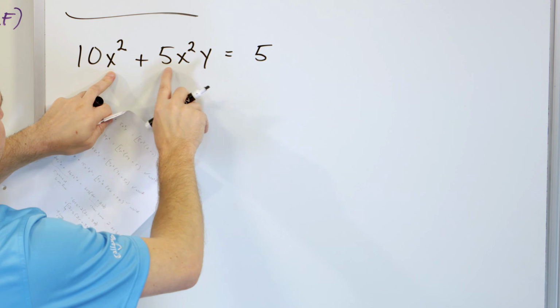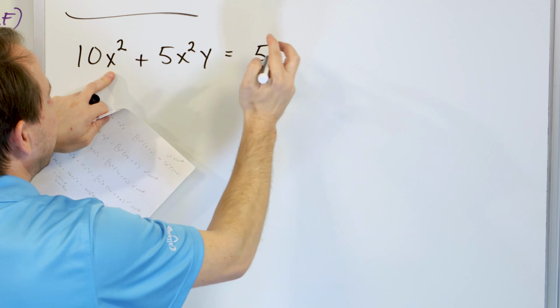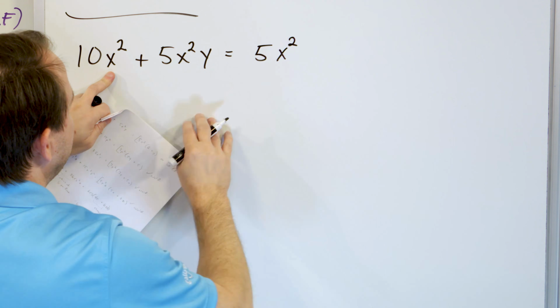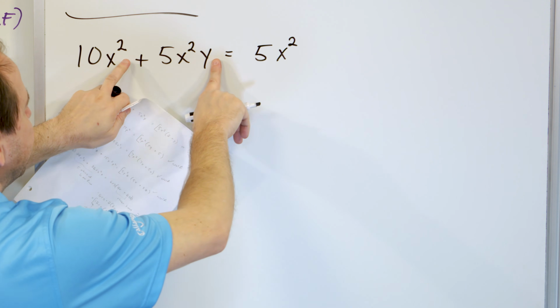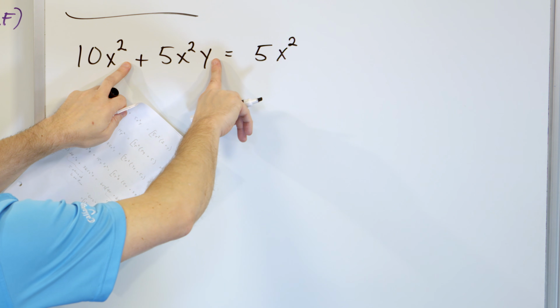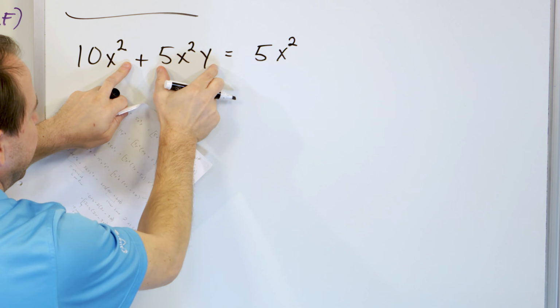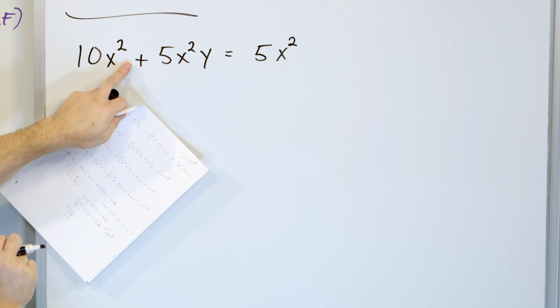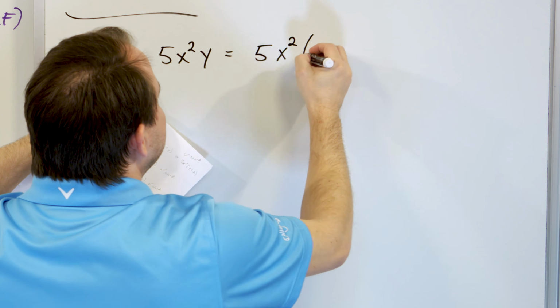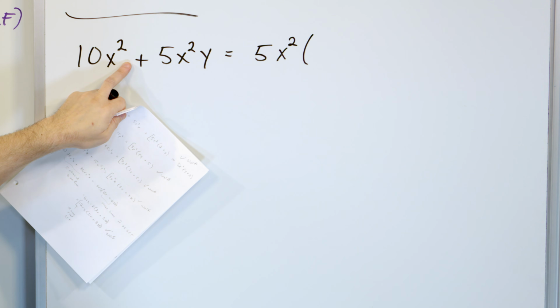And then I look at the variables. There's an x squared here, and there's also an x squared here. So I can also pull out an x squared. Here there's a y, but there's no y at all here. So it's not a factor of both. Of course, the y is a factor of this term, but it's not a factor of that one at all, so I can't pull it out. So that is the greatest common factor I have.